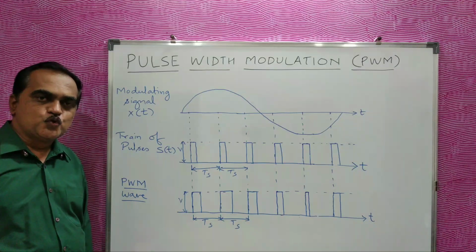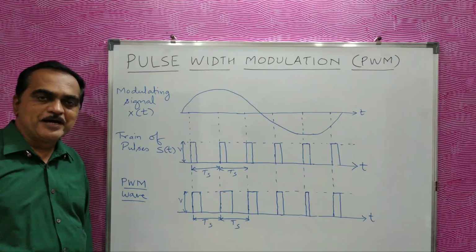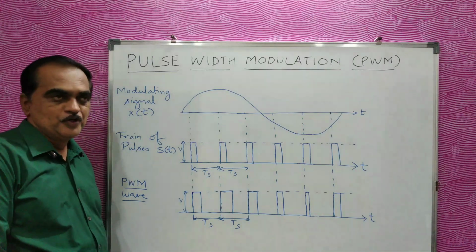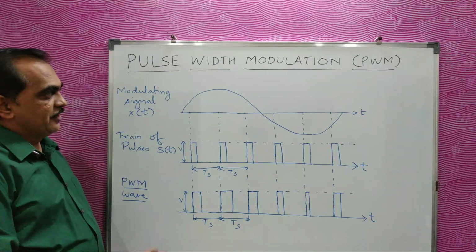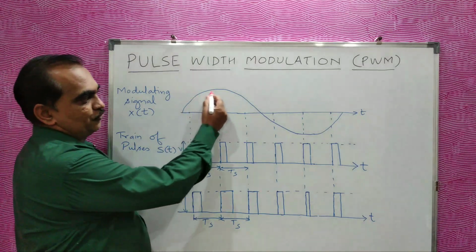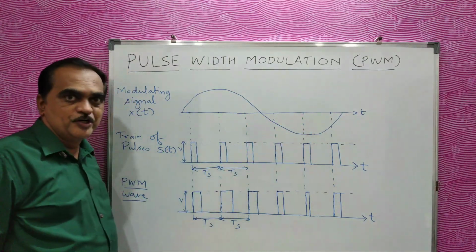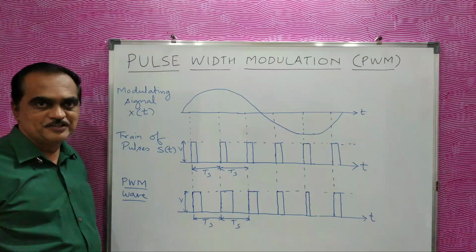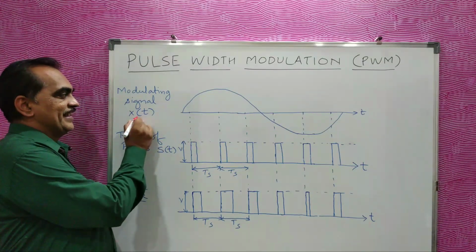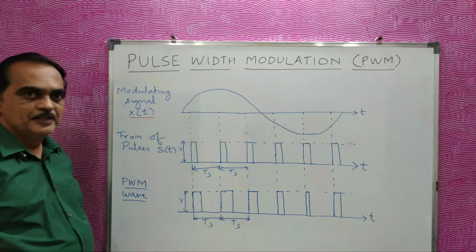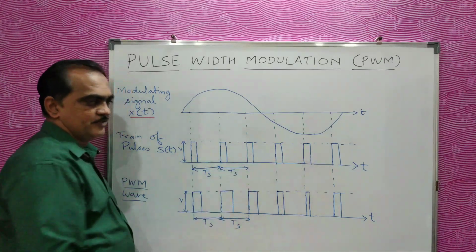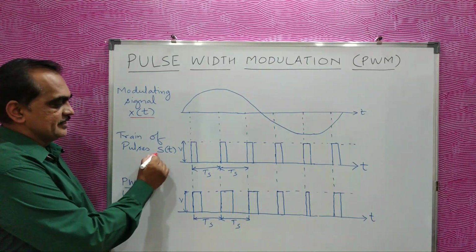Dear students, today we'll see what we mean by pulse width modulation, that is PWM. So here I have shown you an analog signal, which is the modulating signal or the information signal or the message signal, which will be denoted as x(t). Then I have shown you a train of pulses. This will be denoted as s(t).